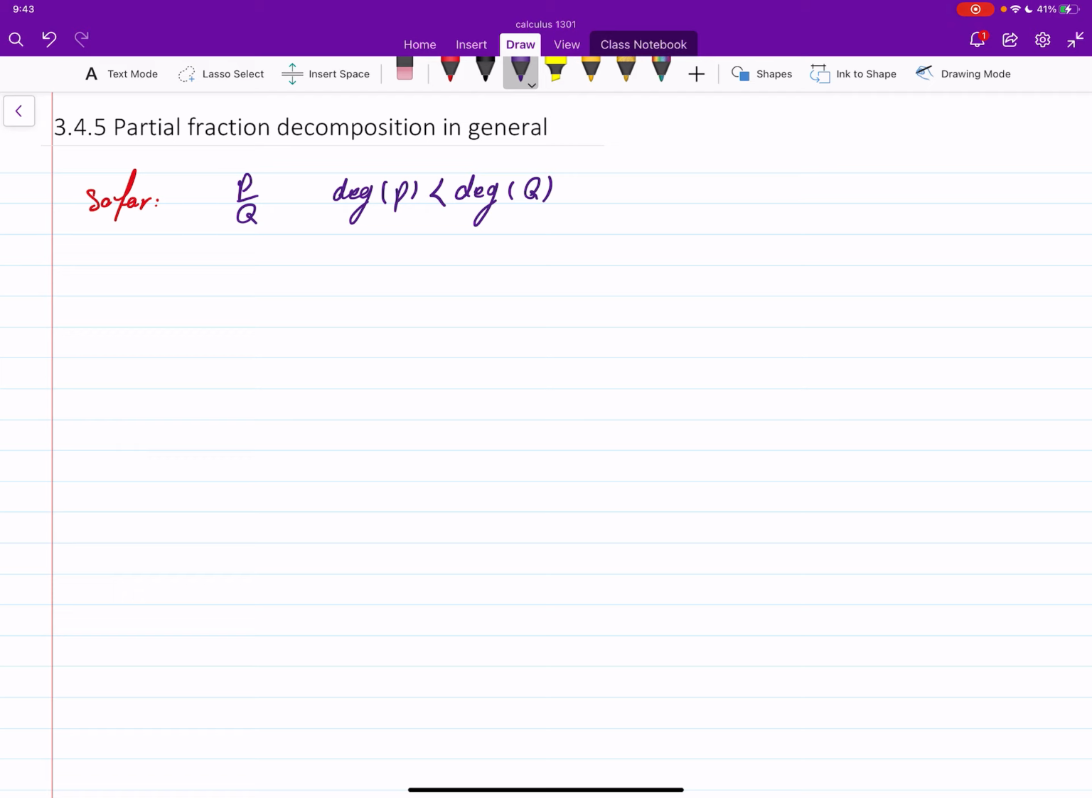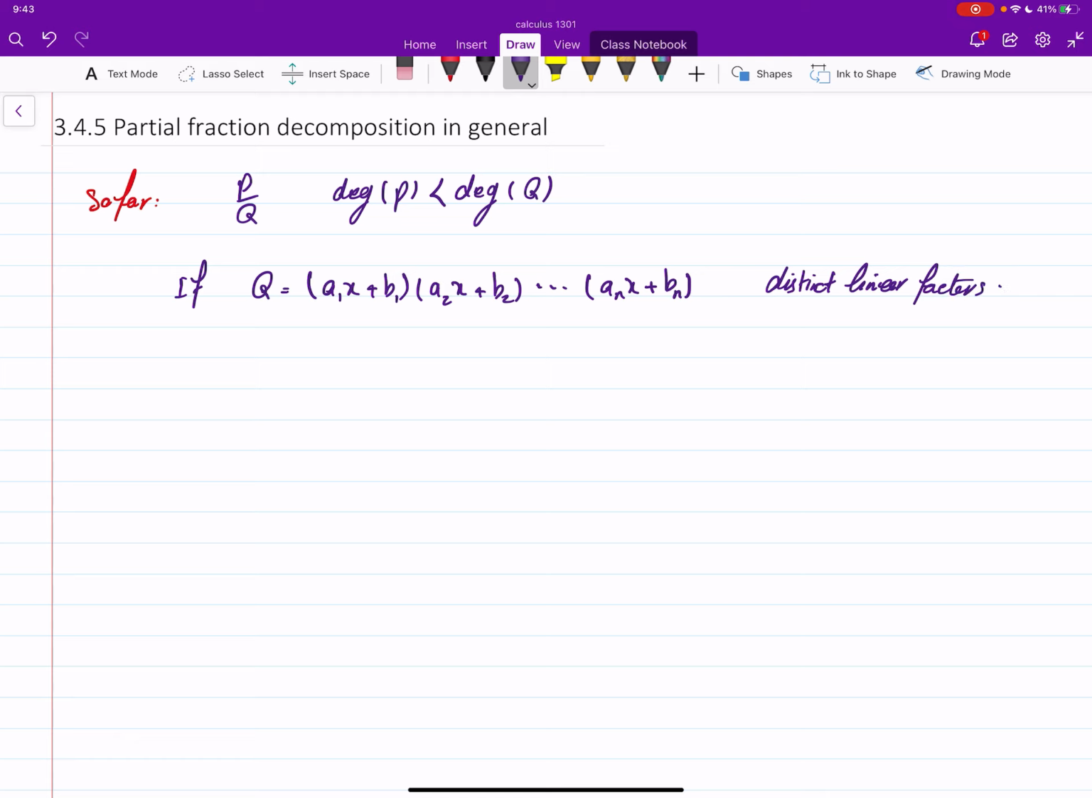But then we learned that if the denominator has a factorization of linear terms, like a1x plus b1, and then a2x plus b2, and so on, this must be a product, and all of them have power 1. So that's what we call distinct linear factors. So what do we do in these cases?